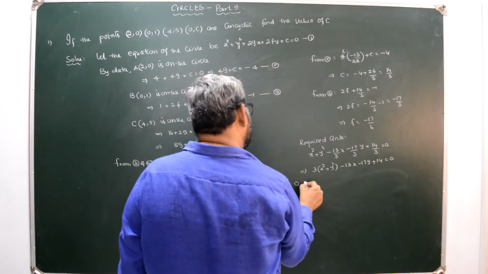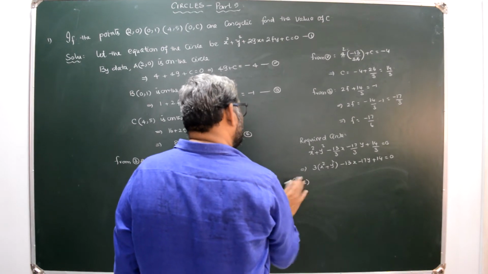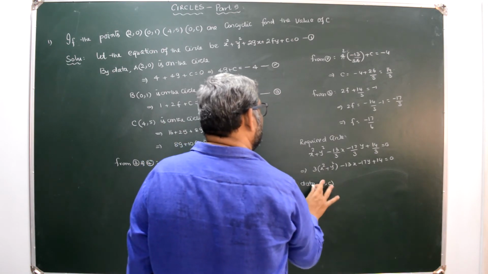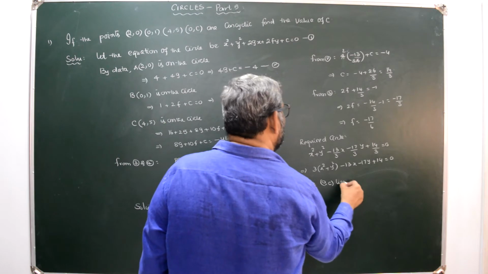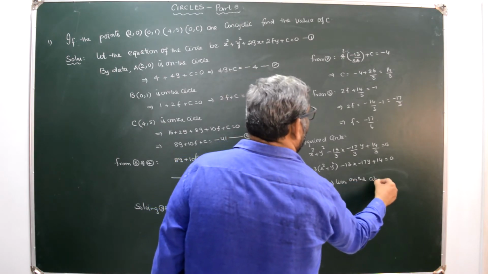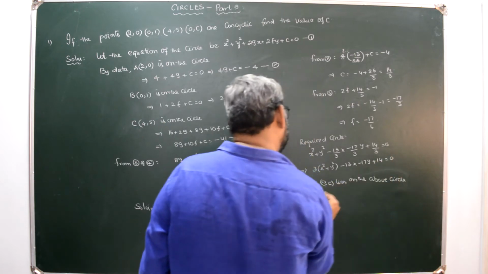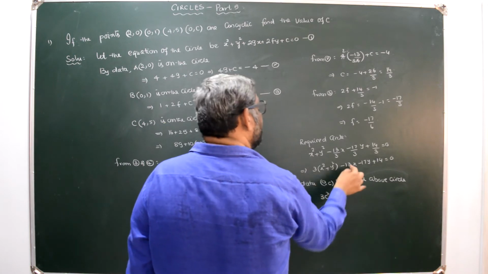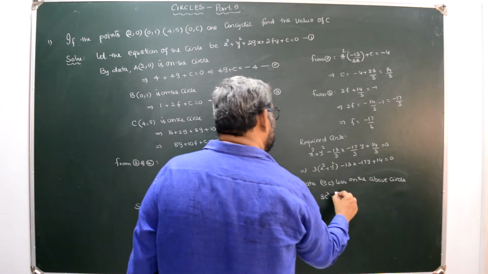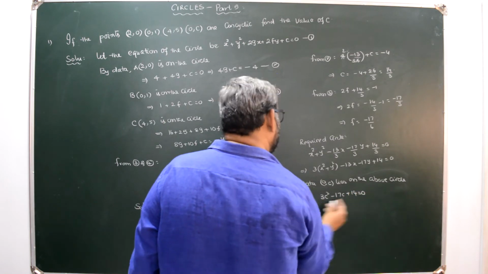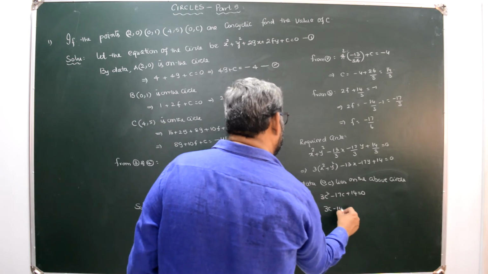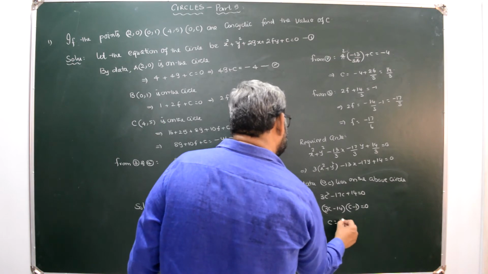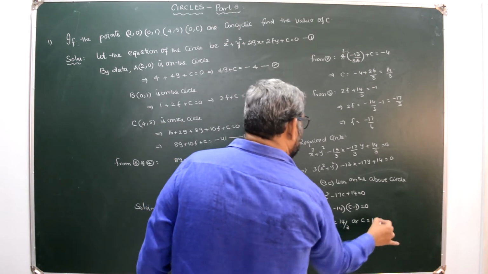Now the 4 points being concyclic, the fourth point is supposed to lie on this circle. So (0, c) by data lies on the above circle. Substitute this in the equation: 3c square minus 17c plus 14 is equal to 0. It implies 3c minus 14 into c minus 1 is equal to 0, implies c is equal to 14 by 3, otherwise c is equal to 1.